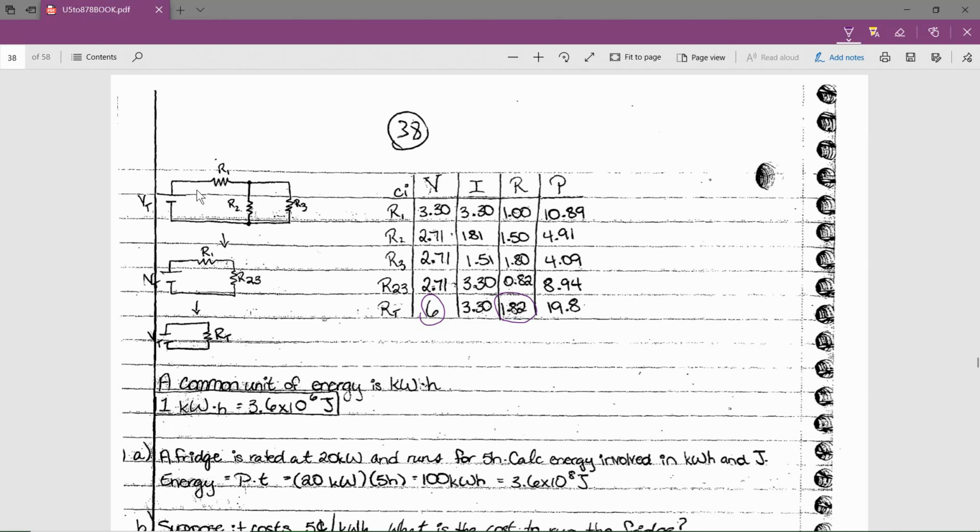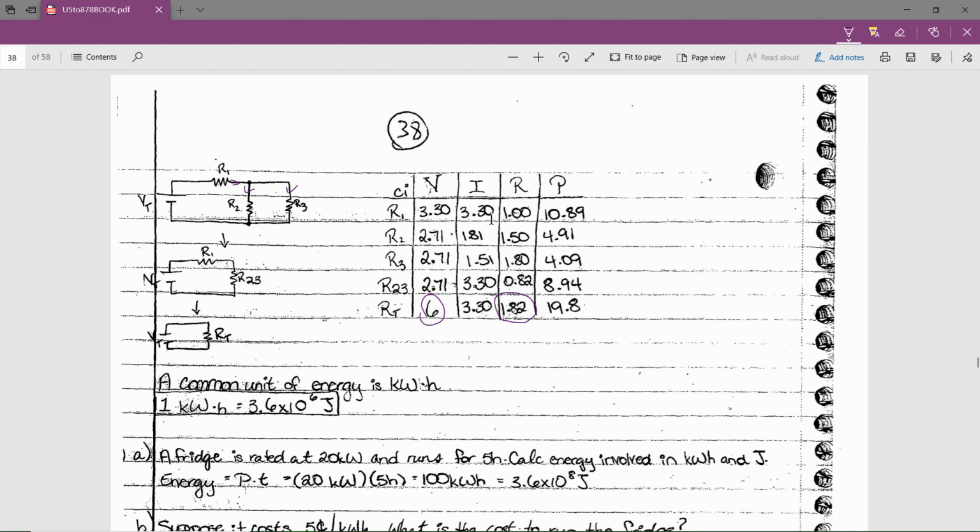Then when I branch from R1, I'm branching into R2 and R3, more is going to flow through R2 because it offers less resistance. I know that the voltage is the same as R23, 2.71. So my current is 2.71 over 1.5, which is 1.81. And across R3, 2.71 over 1.8, which is 1.51. So that is how that works.